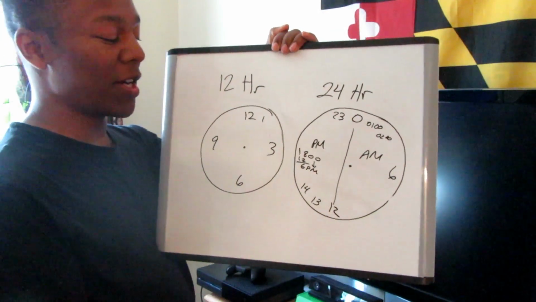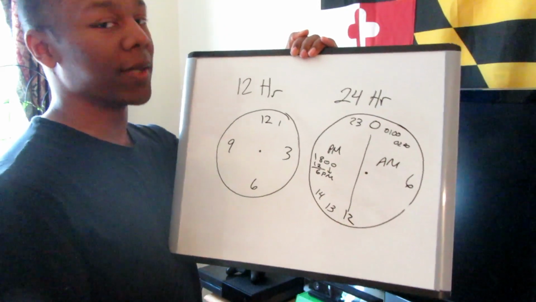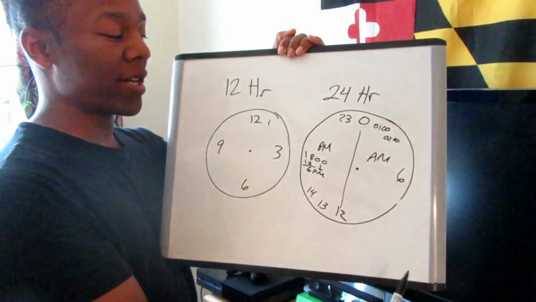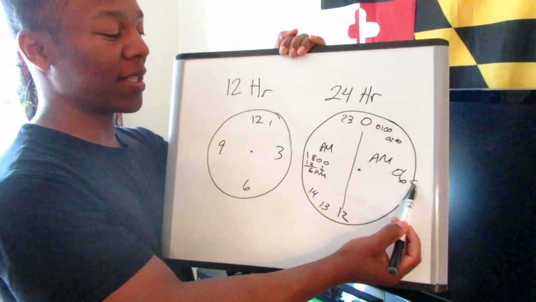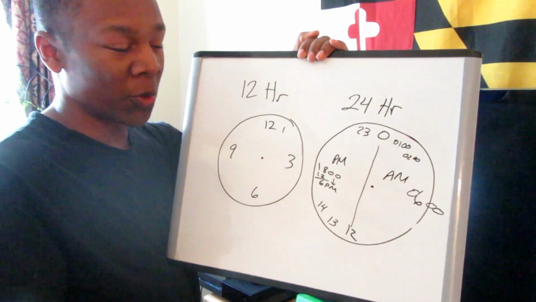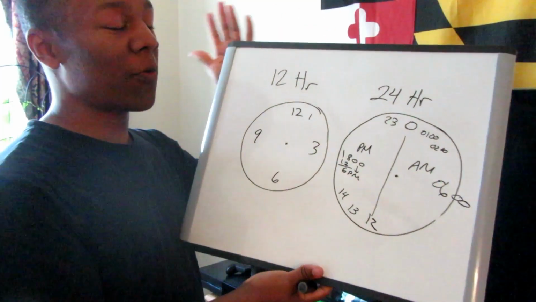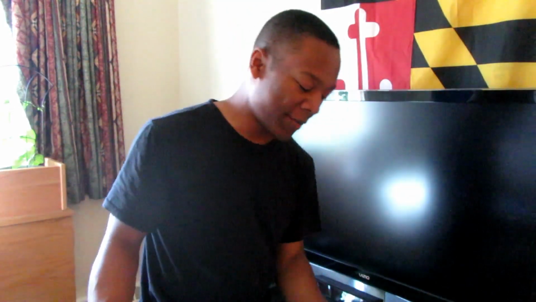So if it's like 1400 minus 12, that's 2 p.m. If you're on the AM side, it's pretty much already done for you. You just add zeros basically. So 0600, 6 o'clock in the morning. And that's pretty much it. I'm going to go over how you say times because that's also important. And other than that, I mean, it's pretty easy.